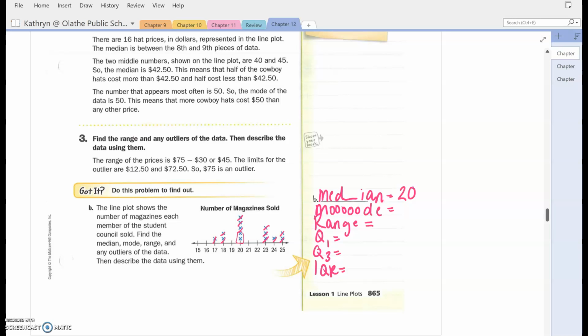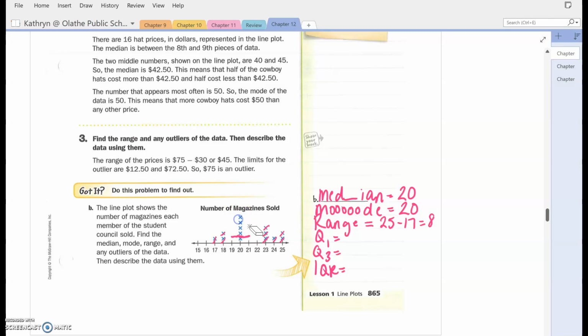Okay, so now let's find the mode, the number that occurs the most. That's 20. And then I'm going to go ahead and cut this in half because, again, that's going to help me find my Q1 and my Q3. So the range, the highest minus the lowest, so I'm going to take 25 minus 17, and when I do 25 minus 17, I get 8. Now let's find the Q1.